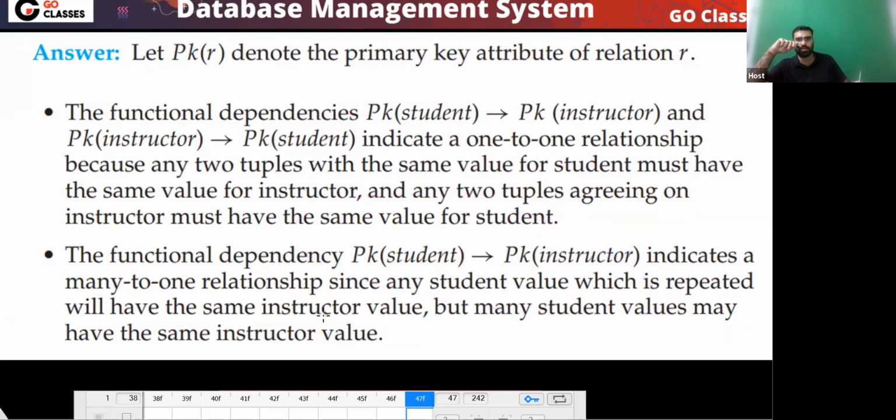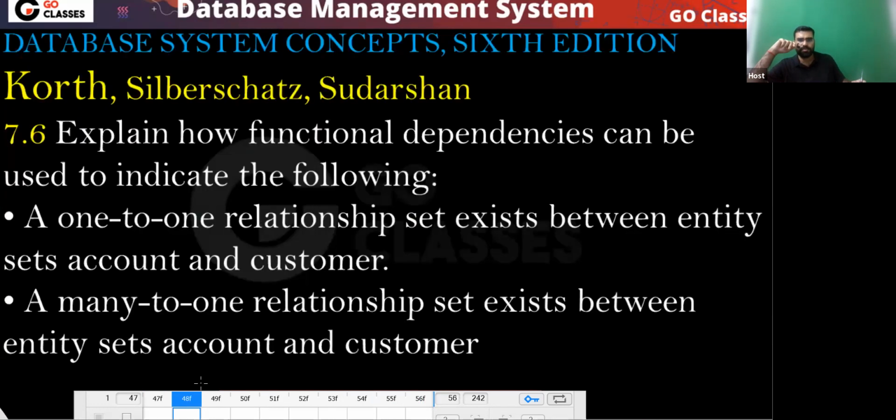This answer is also given in the course. Is this clear to everyone? So student can determine instructor. Instructor cannot determine student. Is this question crystal clear? Tell me. Now let's see the next question.